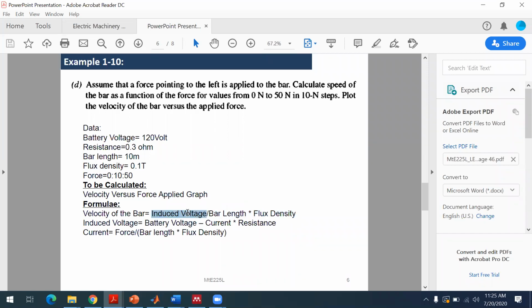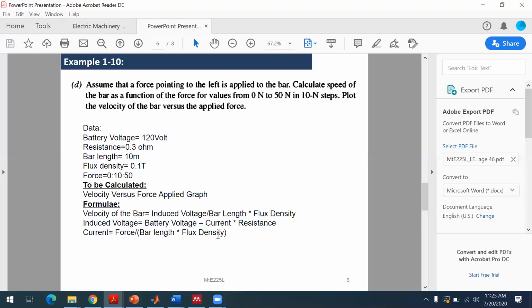So what do we have and what don't we have? We don't have the induced voltage with us. We have bar length and we have flux density. So now the question comes: what is the induced voltage in that bar? It is equal to the battery voltage minus the current into the resistance. This is the formula for that. Induced voltage is equal to the battery voltage minus current into resistance.